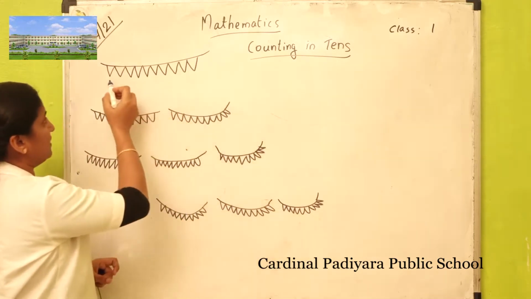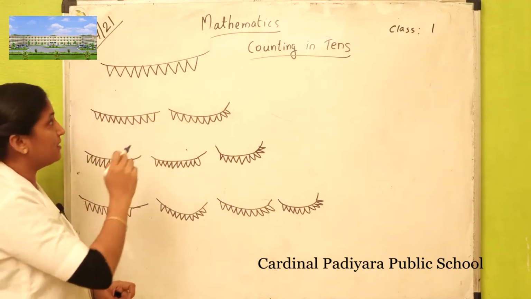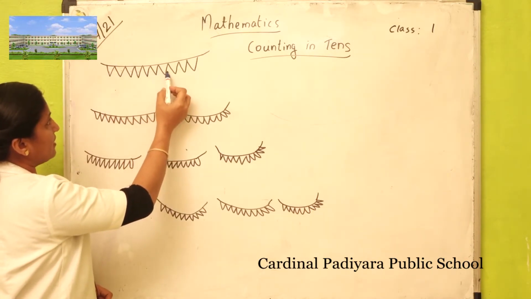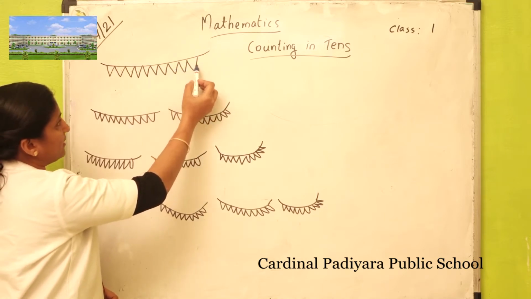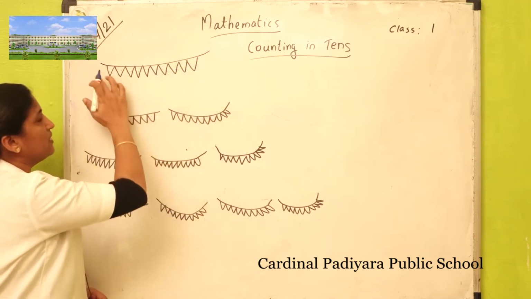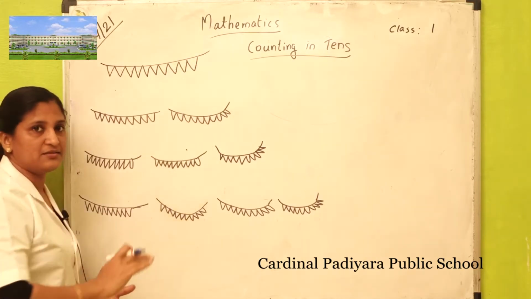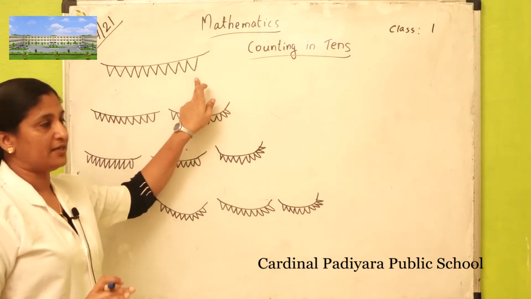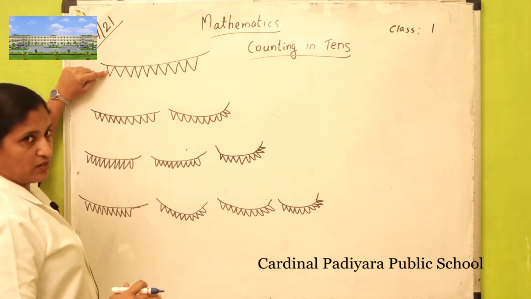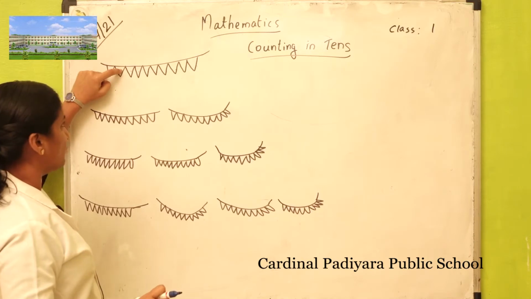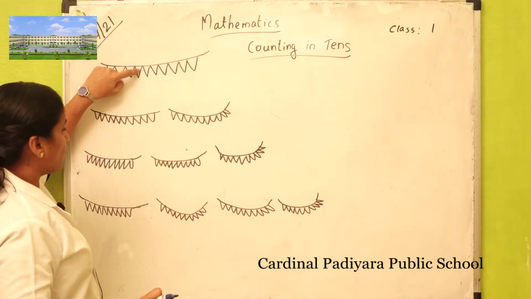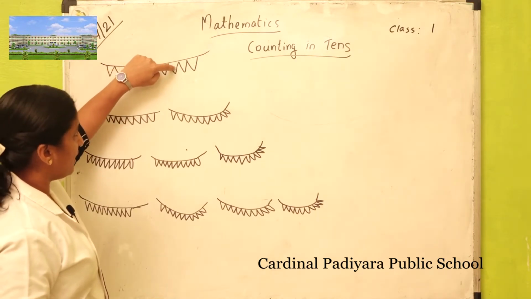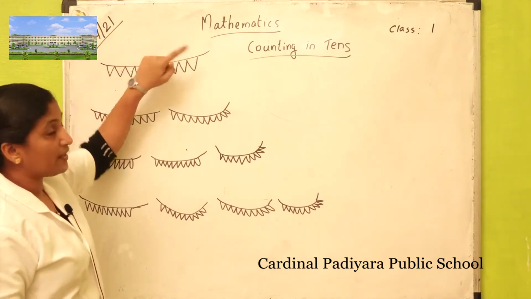So look at this first bunting. How many triangles can you see here? 1, 2, 3, 4, 5, 6, 7, 8, 9, 10. Okay, 10 triangles. So each bunting has 10 triangles. This first bunting, how many triangles here? 10 triangles. That means 1 one, 2 ones, 3 ones, 4 ones, 5 ones, 6 ones, 7 ones, 8 ones, 9 ones, 10 ones.